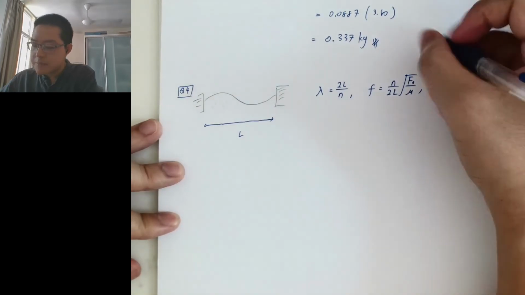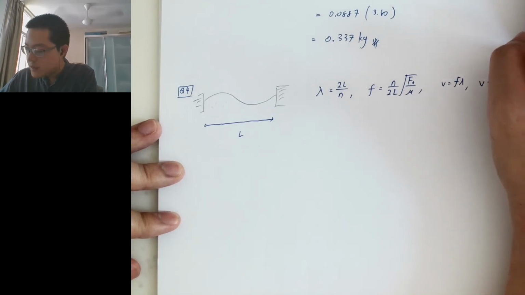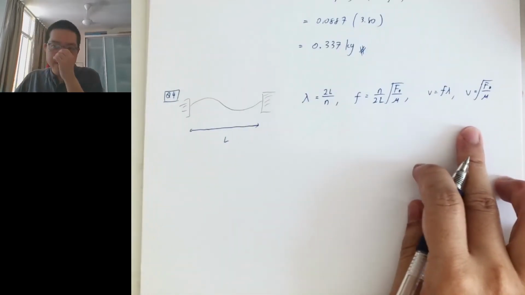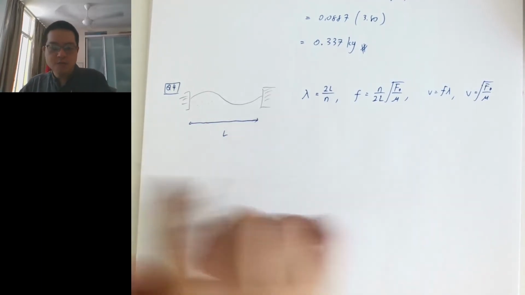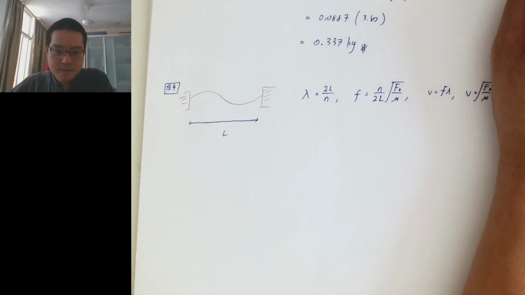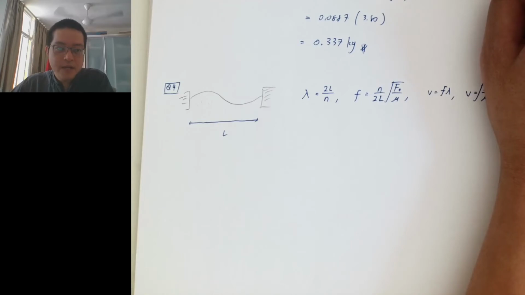These two are related because v equals f times lambda, and also v equals the square root of F over mu. All these equations are related, and we can get them from the relations of the standing wave. So what is question 4 about? I have a 1.5 meter rope stretched between two supports with a tension that makes the speed travel this much. What is the wavelength for n = 1, 3, and 4? This one is also very simple. As long as you understand the concept of waves, it's very straightforward.